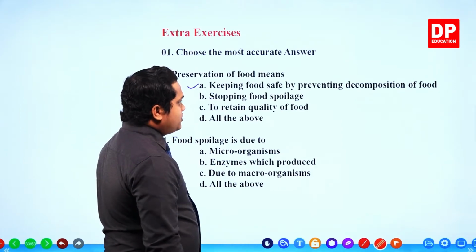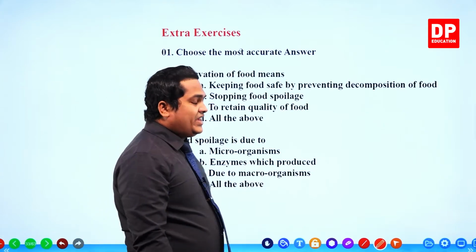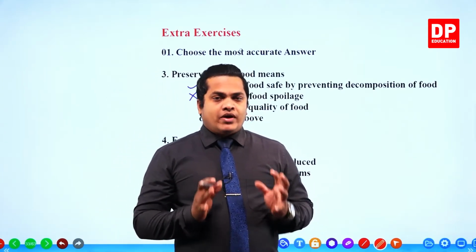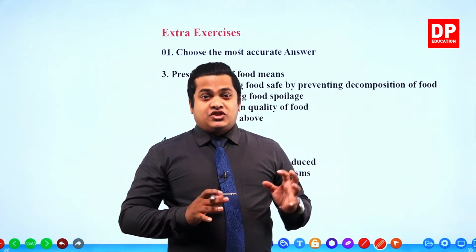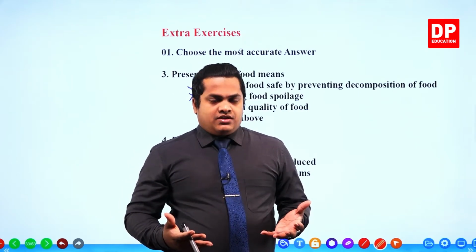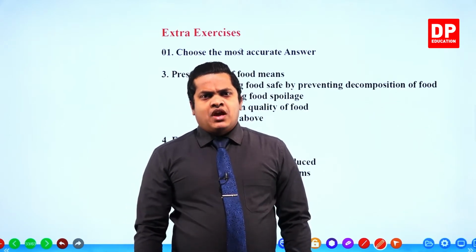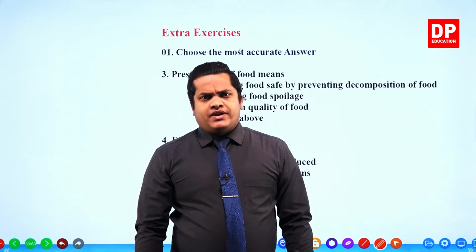Stopping food spoilage. This is absolutely incorrect because we can't stop food spoilage. It's not stopping. It should be delaying. We are delaying the process of food spoilage, not stopping it. We can't stop the food spoilage, my dear children.